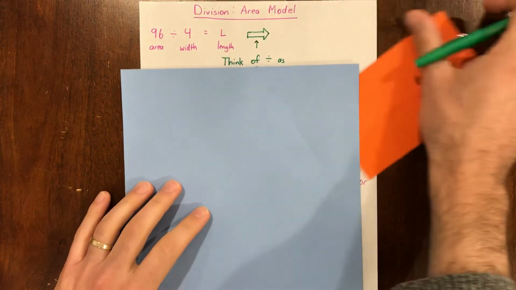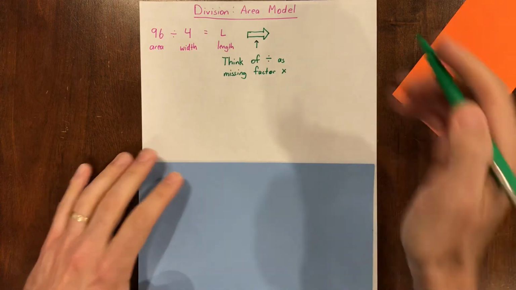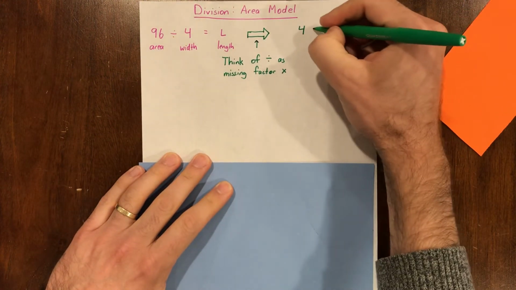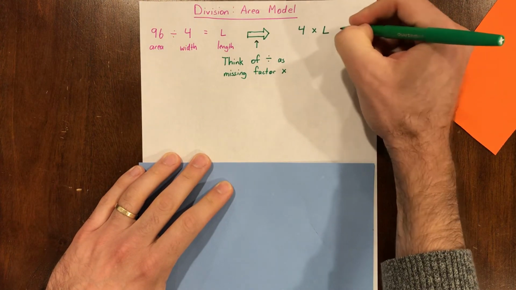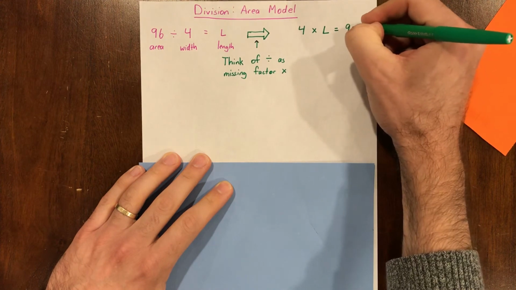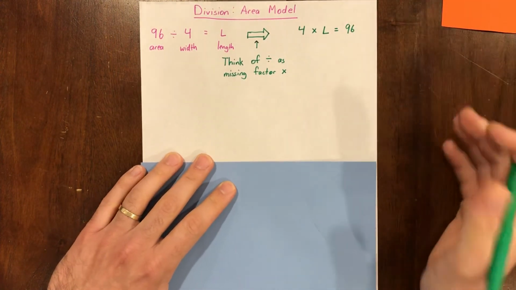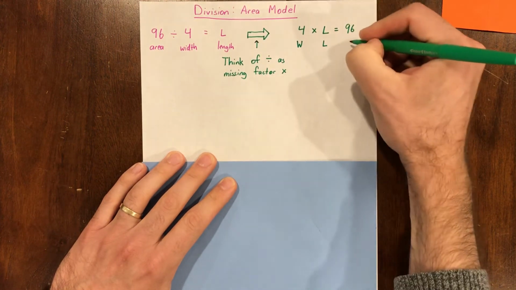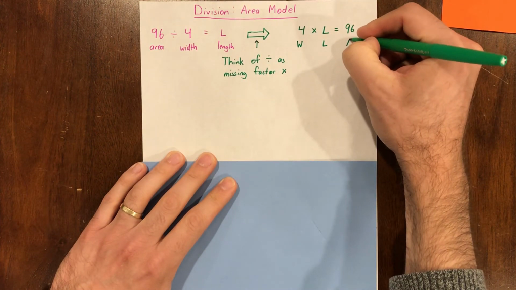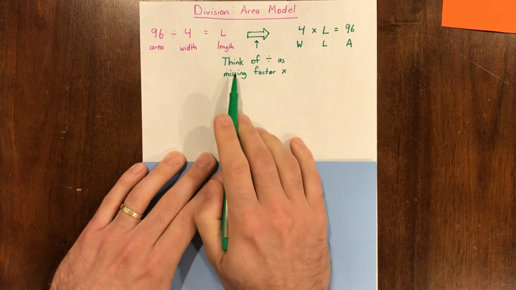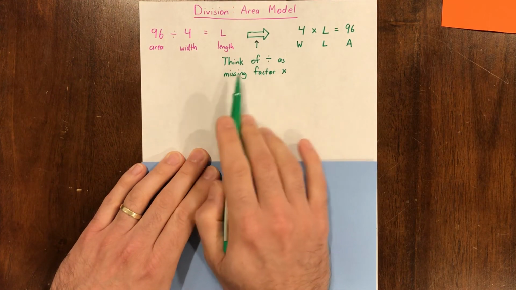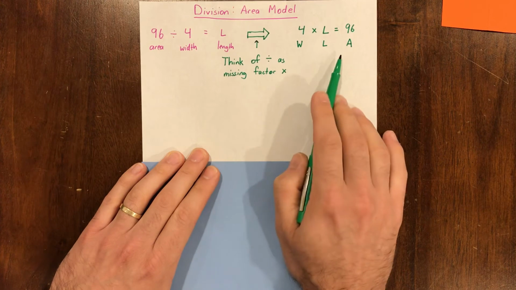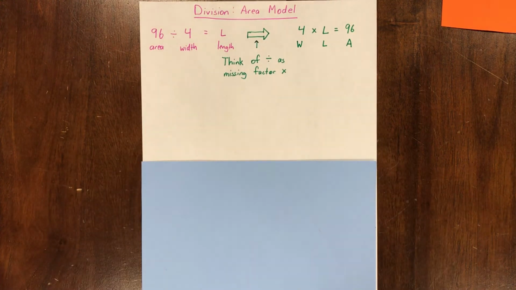Right, so it would be 4 times length equals 96, right? We know length times width or width times length. So this is the width, this is the length. When you multiply those two factors, you get the area. And again, we're going to think of division as missing factor multiplication, where we're finding the area of a rectangle.